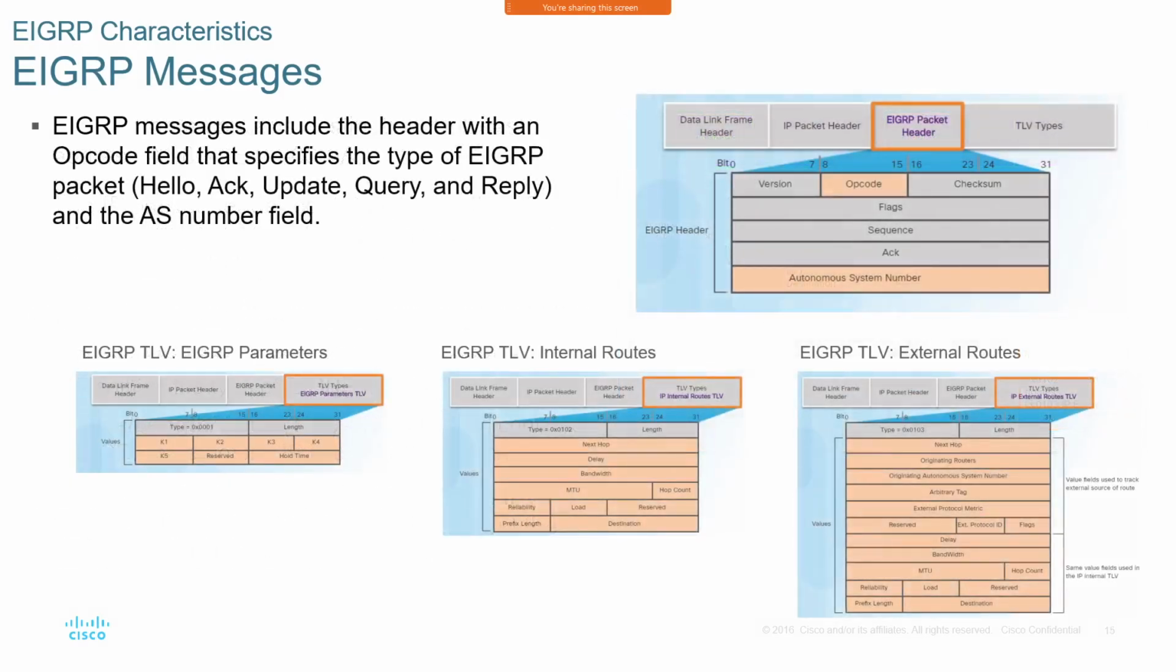Now, EIGRP messages include the header with an opcode field that specifies the type of EIGRP packet. So the opcode field, which is located in the packet itself, is basically going to tell us what type of EIGRP message we are sending. If it's a hello, an acknowledgement, or an update, it will tell us based on that code. You don't need to know all the codes, you just need to know how they work. You just need to know that you can find out that information based on the opcode field of the packet.